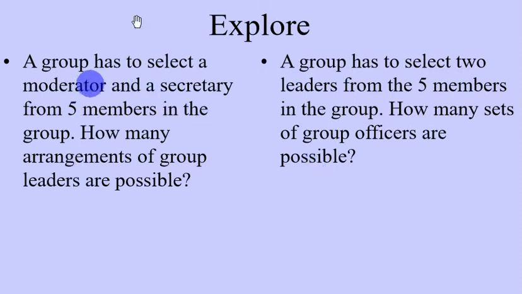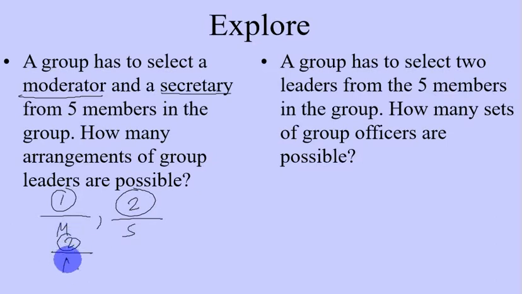Alright, in the first one, we are sure that we have the moderator and the secretary. So, this is telling us that if we have our moderator and our secretary, let's say student 1 is the moderator and student 2 is the secretary, it will be different if student 2 becomes the moderator and student 1 becomes the secretary. Here, we are to say that order is important.